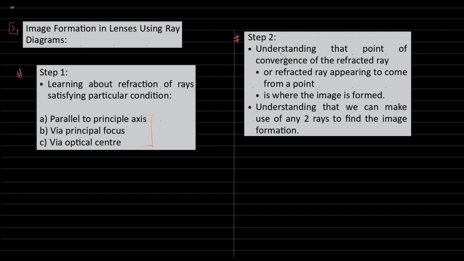In that, we need to understand the point of convergence of the refracted ray. That is, if we have refracted rays, not incident rays, refracted rays, if we see them converging at a point, or refracted rays appear to come from a point, that is, if we see 2 refracted rays diverging, and if we trace back to a single point, that's where the image is formed. We also need to understand that out of these 3 rays, we can make use of any 2 to find the image formation. So this you have to be familiar with. This is similar to your mirrors.